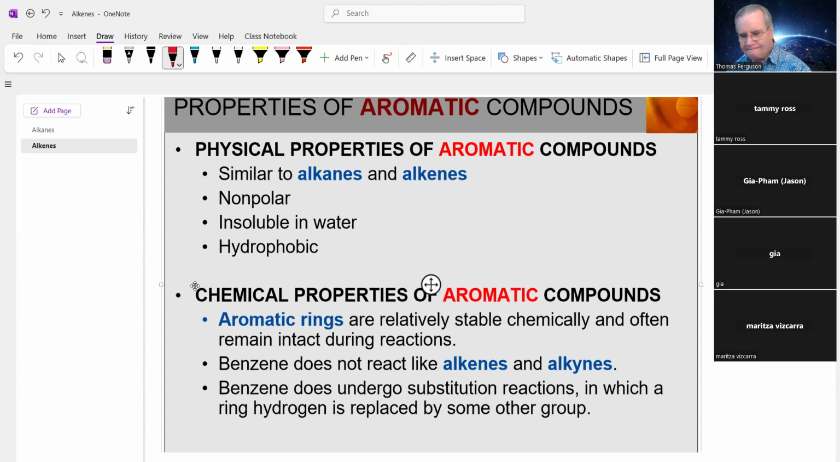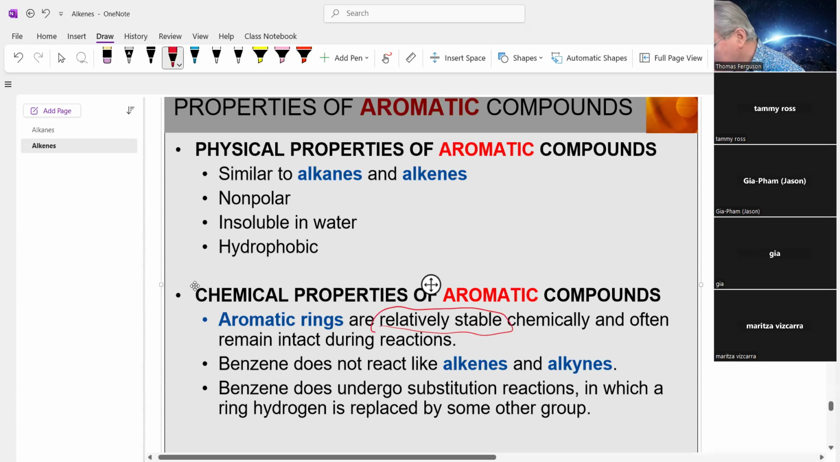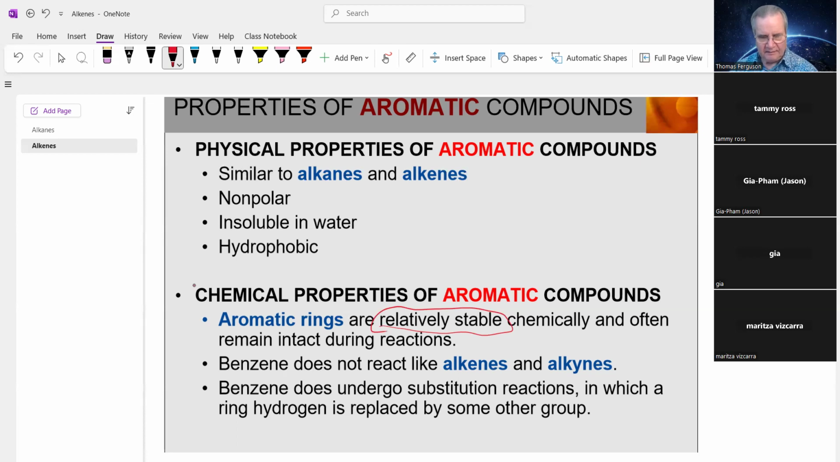Let's see. Aromatic rings are very, very stable. Even though it's got a double bond in it, it doesn't react like an alkene, because it's a single, double, single, double, single, double. And that's where the stability comes in. That structure is particularly stable because there's something called resonance going on that stabilizes that pi electron. Remember, the pi electron is one that's unstable.